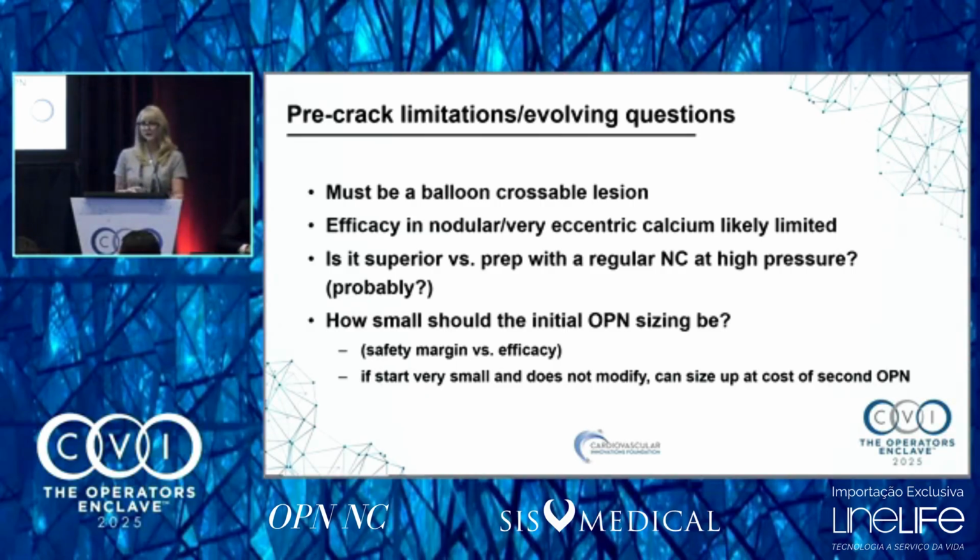We don't really have a direct comparison as to how effective this would be versus just starting with a small NC at high pressure. But given the nature of the OPN and the large initial force that it's going to provide, I would expect it to be superior, also based on my experience with how typical NCs perform in these calcified lesions. And the other thing is, how small should that initial OPN sizing really be? You have to look at the safety margin versus your efficacy. There may be an instance where you start with that 1.5 or 2.0 and it doesn't adequately modify for you, and then you have to upsize, which would just come at the cost of another OPN essentially.